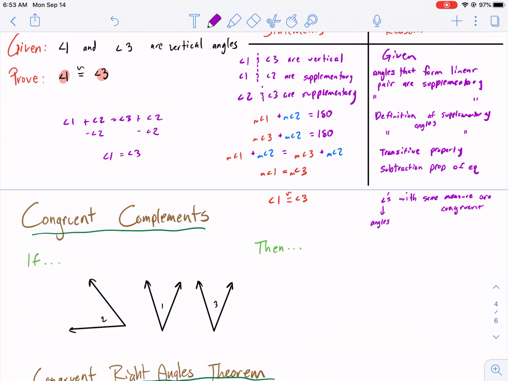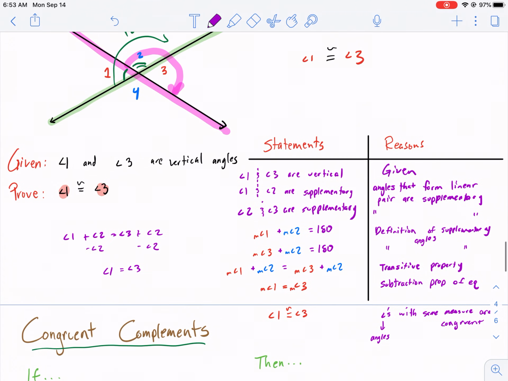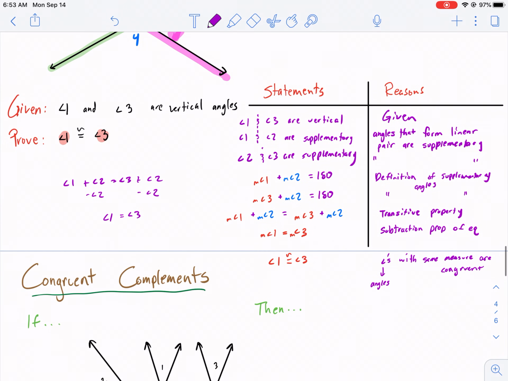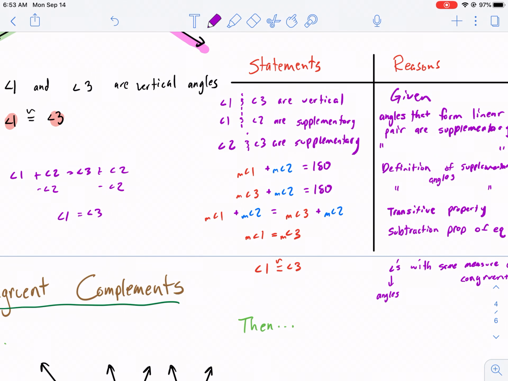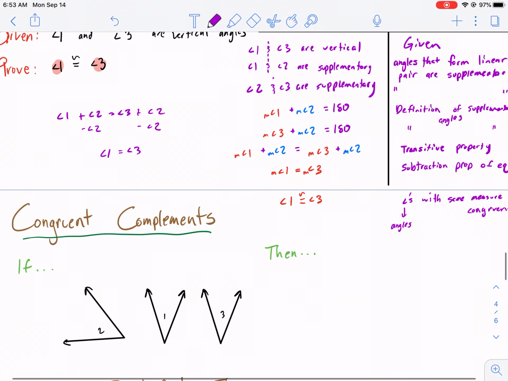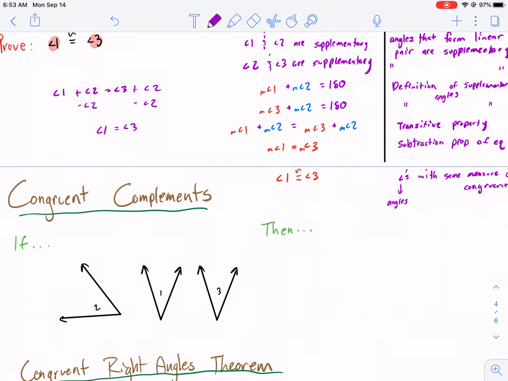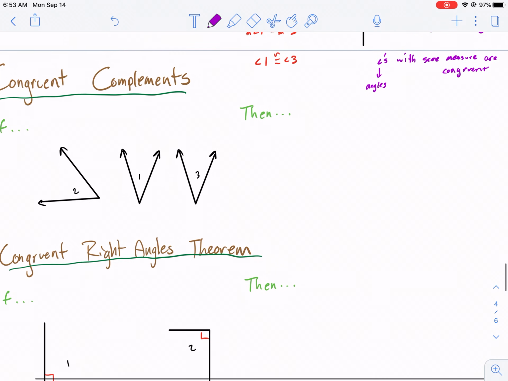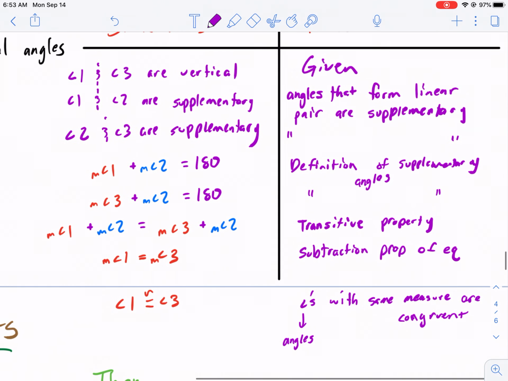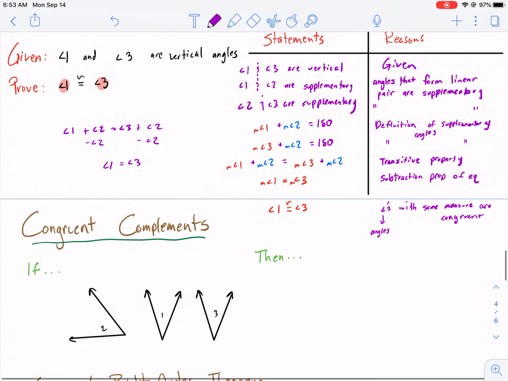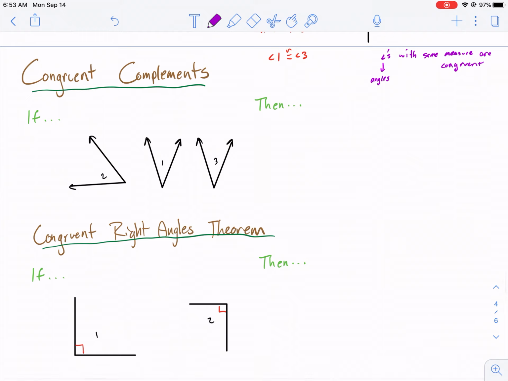The main step here is that you first recognize that these are supplementary angles. Second, that you can set those supplementary angles equal to 180. Then that they're equal to each other. You can subtract angle 2 from both sides, and you get that the angles have the same measure. That's an important thing. I would freeze this screen and copy this down. Now that you're done copying it down, let's move on.